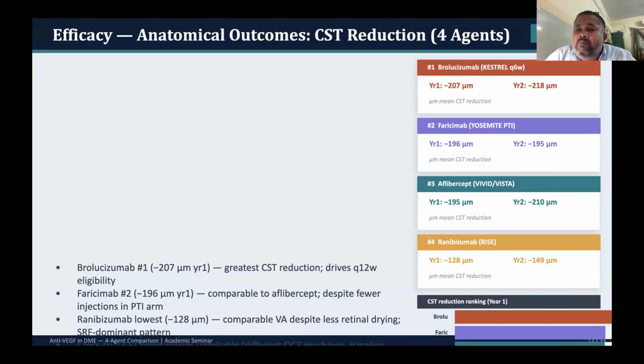And by the second year, brolucizumab went up to 218 microns. Faricimab stayed constant at around 195 microns. Aflibercept did even better by the second year at 210 microns, and ranibizumab at 149, which is the lowest. So you can see that there is a significant difference in the first year, in that brolucizumab had a higher CST reduction, but by the second year, aflibercept seems to nearly catch up, and faricimab remains more or less constant, but all remain fairly effective.